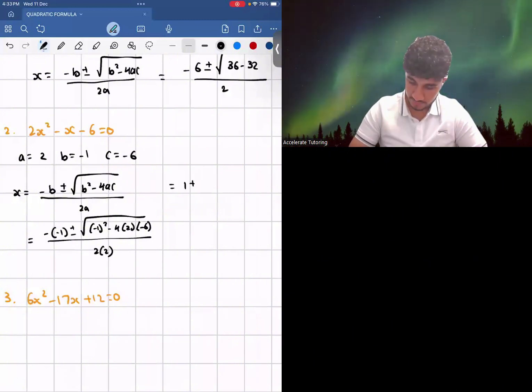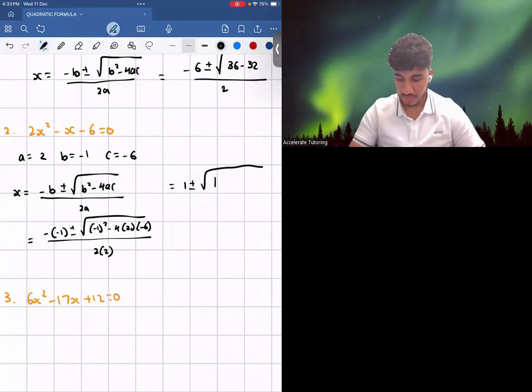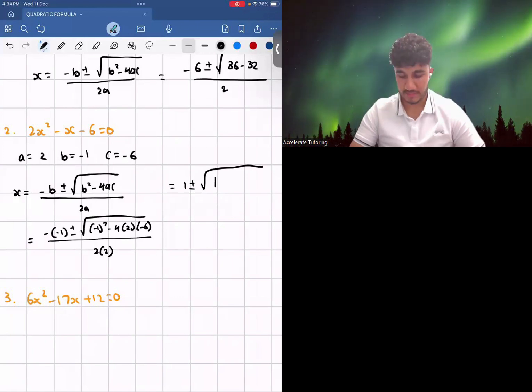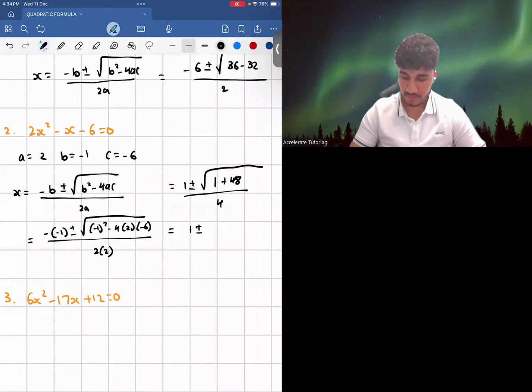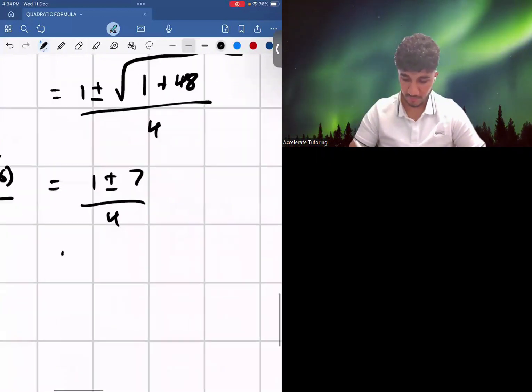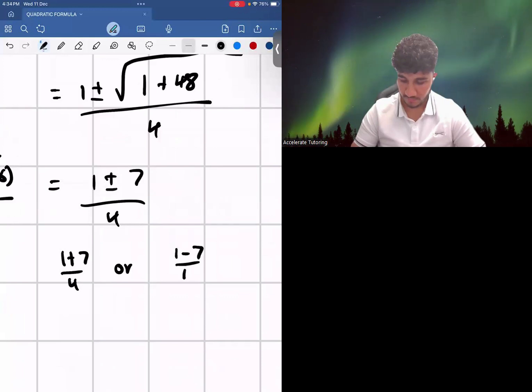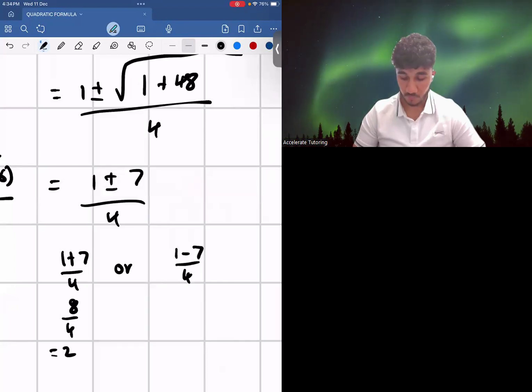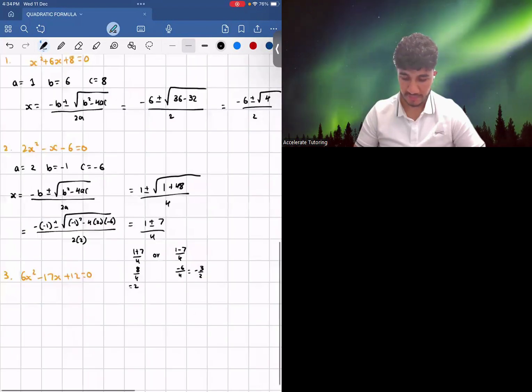1 plus or minus the square root of 1. 4 times 2 is 8. 8 times 6 is 48. Now in this case, negative times negative is positive, so plus 48, all over 2 times 2, which is 4. We get 1 plus or minus the square root of 1 plus 48, which is 49. Square root of 49 is 7, all over 4. So this time we get 1 plus 7 over 4, or 1 minus 7 over 4. That's 8 over 4, which is 2. 1 minus 7 is negative 6 over 4, which is negative 3 over 2.